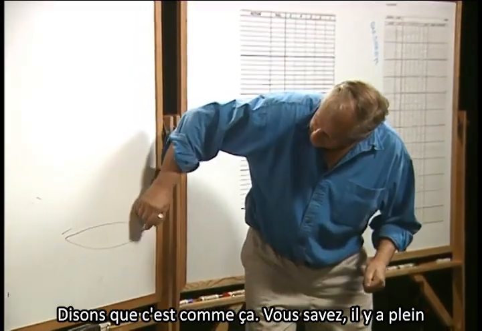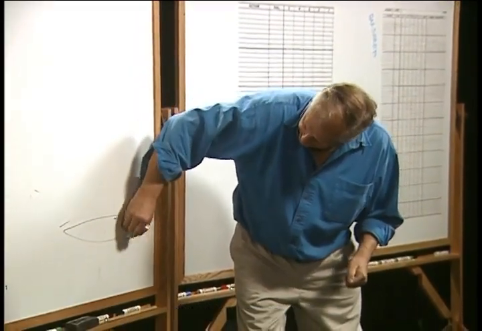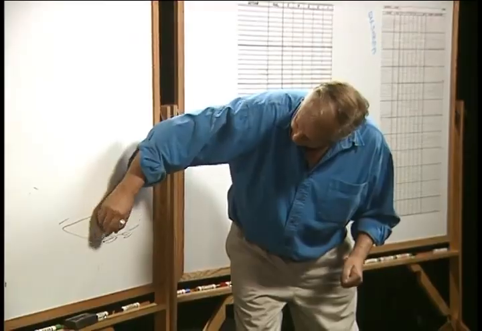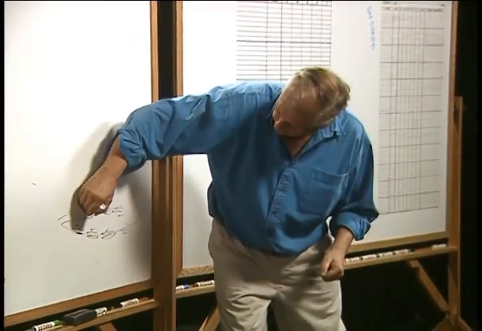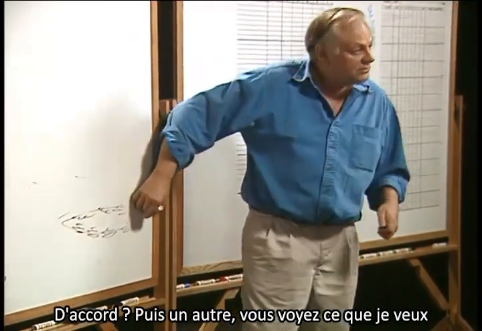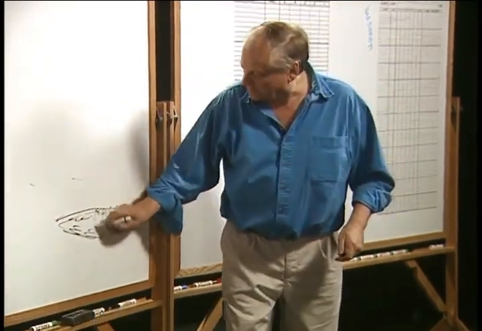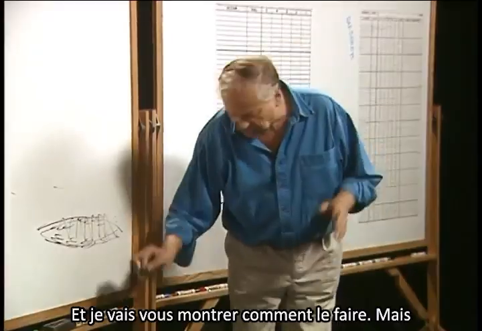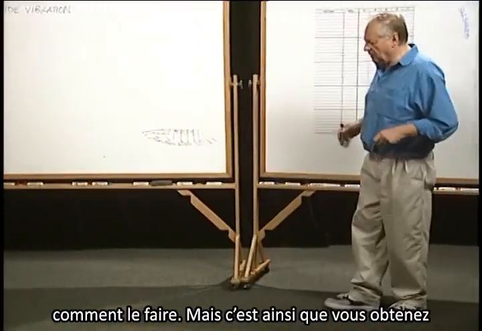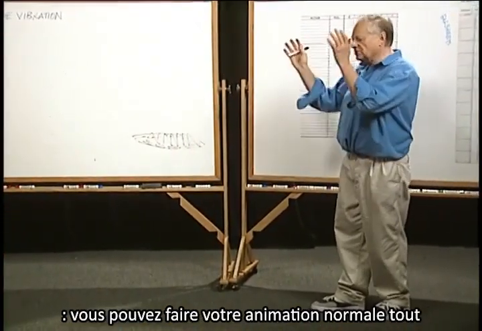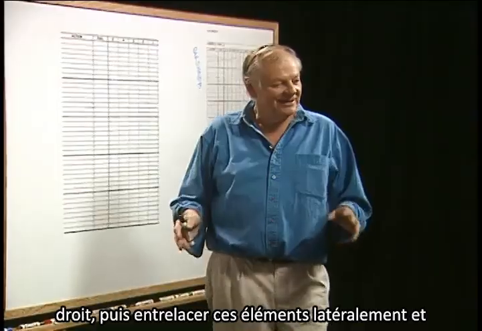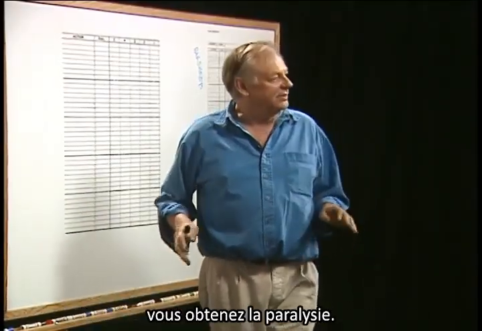Let's say it's like this, there's a bunch of hands here. Right? And another. See what I mean? That's a string of drawings, and that's a string of drawings, and you interleave them. And I'll show you how you do it. So you can do your normal animation straight ahead, and then you interleave these things side to side, and you get the palsy.